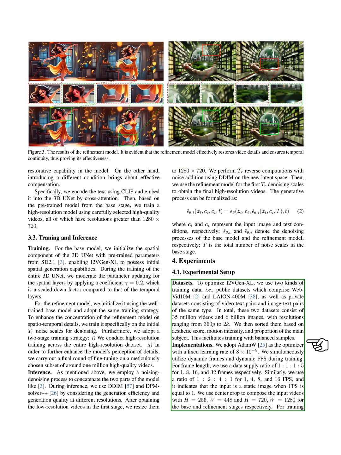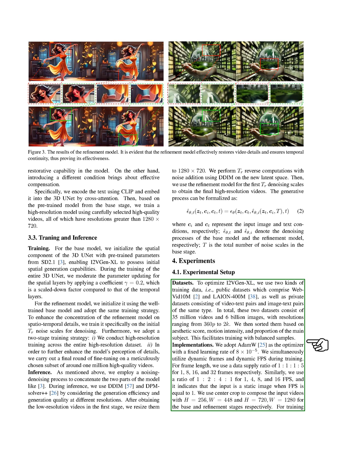For our experiments, we use two types of training data: public datasets, which include WebVid10M and LAION400M, and private datasets consisting of video text pairs and image text pairs of the same type. In total, these two datasets consist of 35 million videos and 6 billion images, with resolutions ranging from 360p to 2K. We then sorted them based on aesthetic score, motion intensity, and proportion of the main subject. This helps us train with balanced samples.